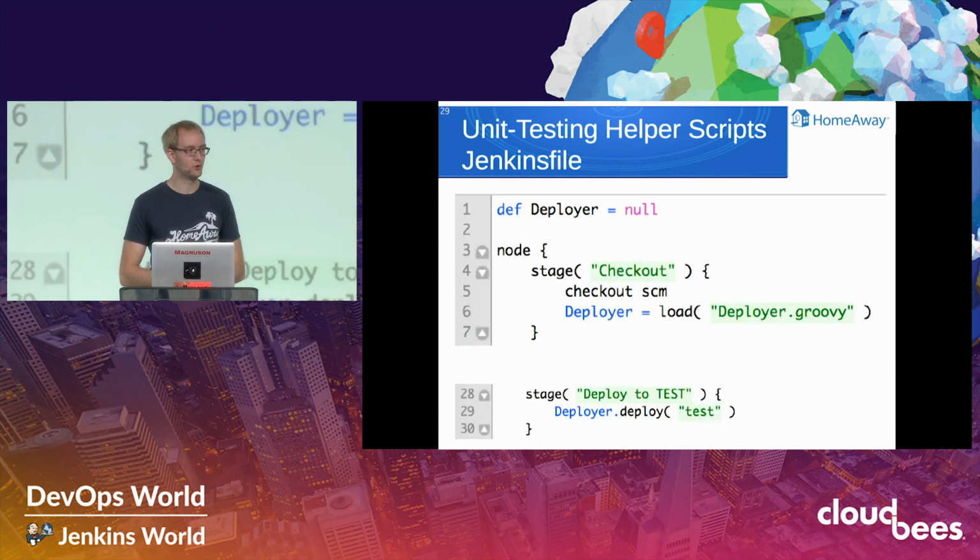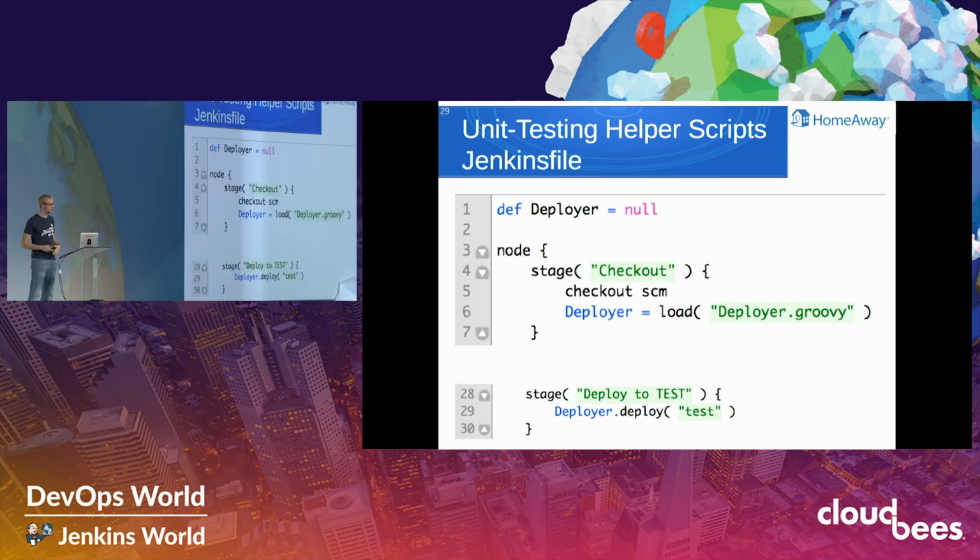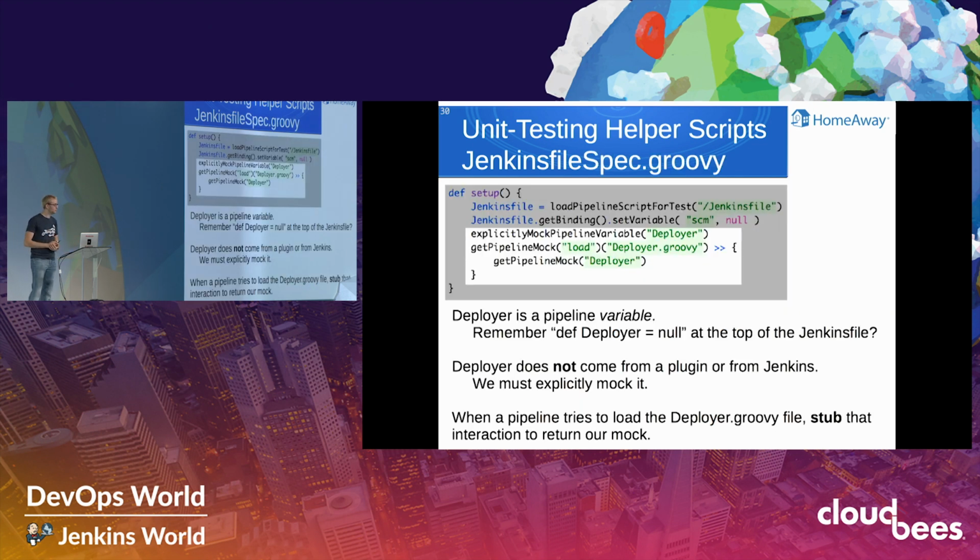We do have to make some changes to our Jenkinsfile to use the deployer this way, but that's not unique to testing. That's just regular Jenkins usage, so I'm not going to talk about those. They're just here for reference if you get the slides later. Finally, we do have to make some changes to our Jenkinsfile spec, where we're testing our pipeline as a result of this usage, and that introduces us to a new function that we inherit from the Jenkinsfile spec to help us orchestrate unit tests. Explicitly mock pipeline variable.